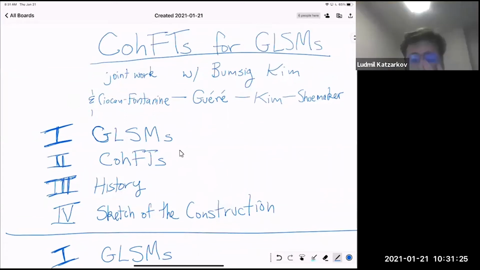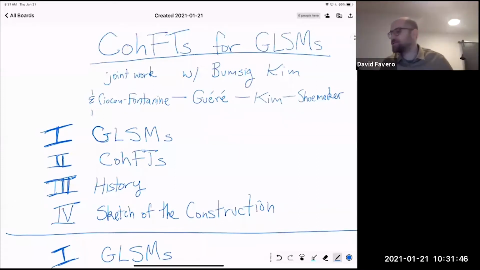Right. So we proceed our morning session with a talk by David Favero from University of Alberta, who is going to tell us about what is this? So I can't read. CoFTs for GLSMs. All right.